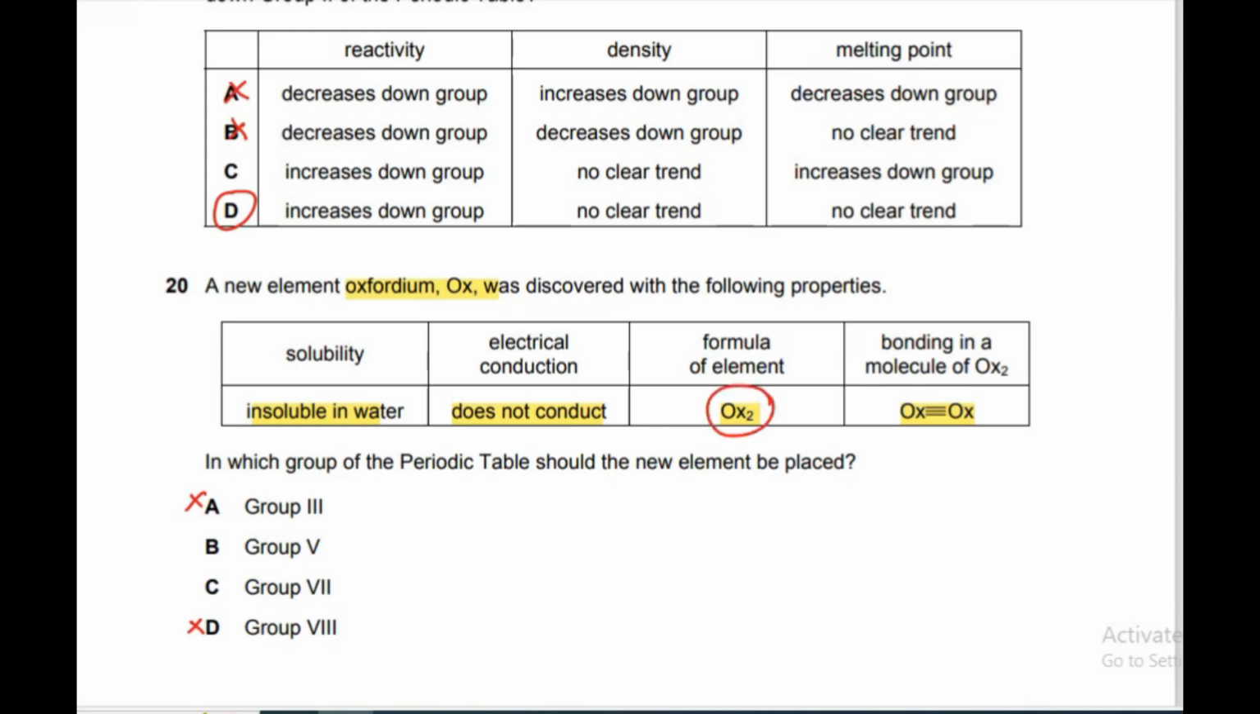Does not conduct electricity, okay. Solubility, insoluble in water. Generally halogens may be soluble in both aqueous and organic solvents. Group 5 is possible because there is a triple covalent bond, whereas group 7 elements make a single covalent bond. Group 5 elements can make the triple covalent bond between two atoms joined together. So B is the appropriate answer.